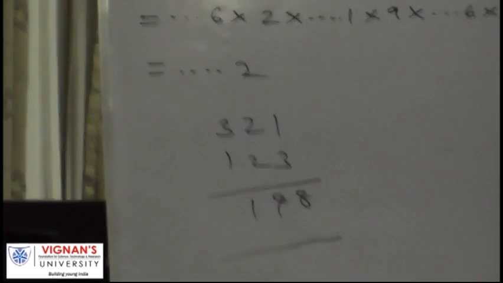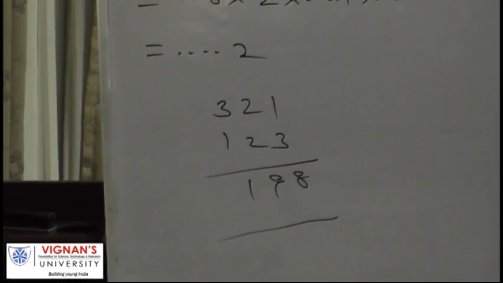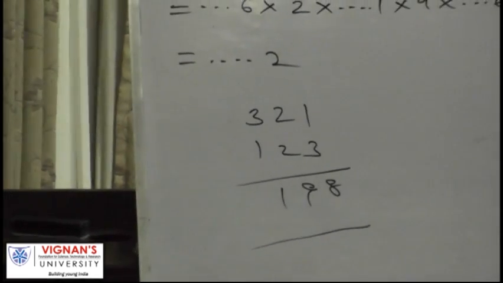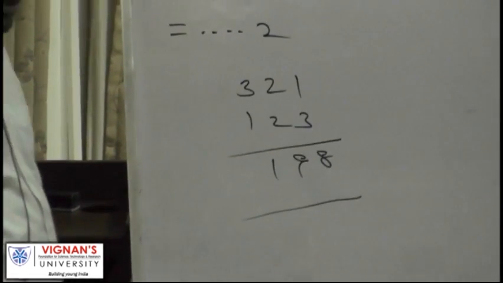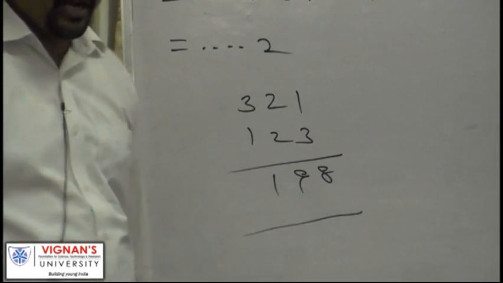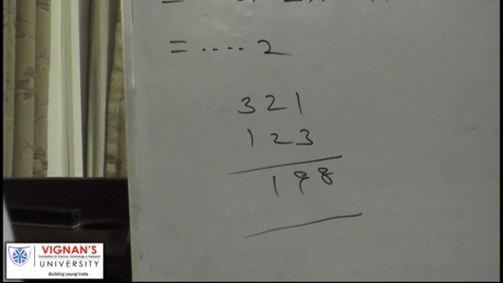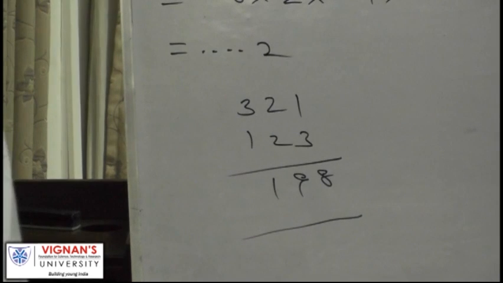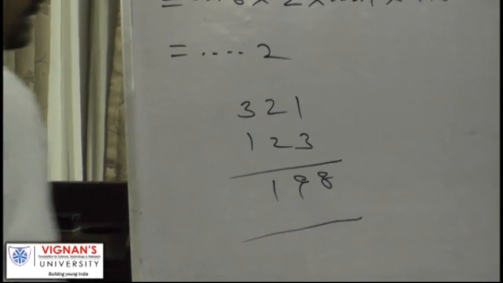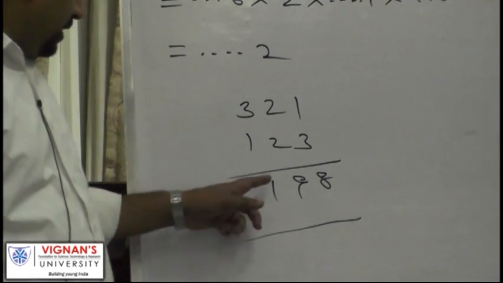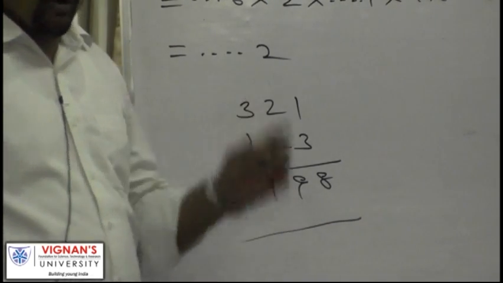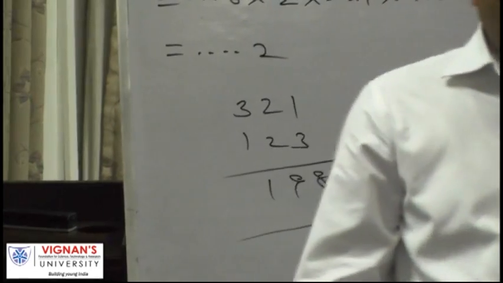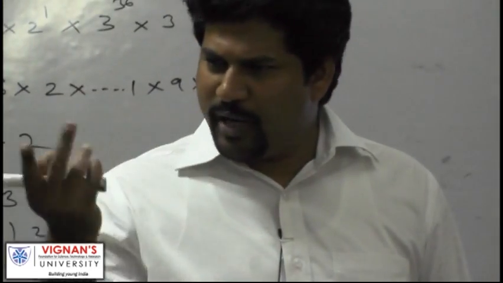Is 198 divisible by 9? What is the rule for divisibility by 9? If the sum of the digits of a number is divisible by 9, then the number is also divisible by 9. 1 plus 9 is 10, 10 plus 8 is 18. Is 18 divisible by 9? So this number is also divisible by 9. What is the rule for divisibility by 11? The sum of odd placed digits and even placed digits: odd placed digits, 1 plus 8, 9; even placed, only 1 digit, 9. The difference is 0. Is it divisible by 11 or not? Yes, if the difference is 0 or any multiple of 11.